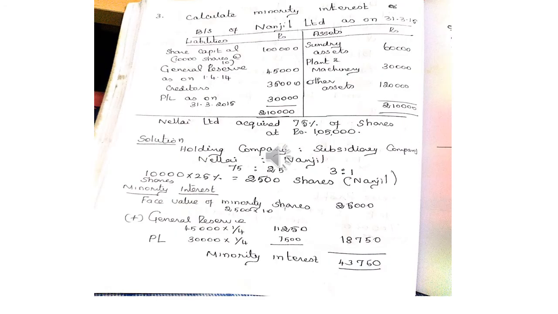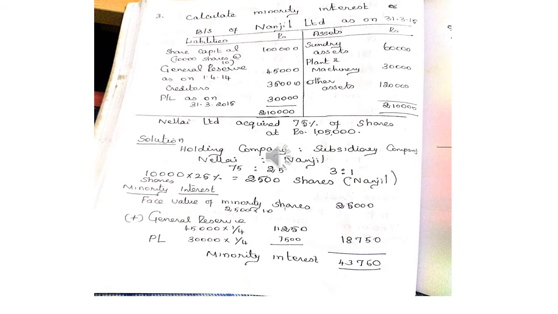Calculation of minority interest. In this problem, Non-Gil Limited's balance sheet is given: share capital, general reserve, creditors, profit and loss account, sundry assets, plant and machinery, other assets. Face value per share is rupees 10 and the number of shares is 10,000. Nellai Limited acquired 75% of the shares at rupees 1,05,000.